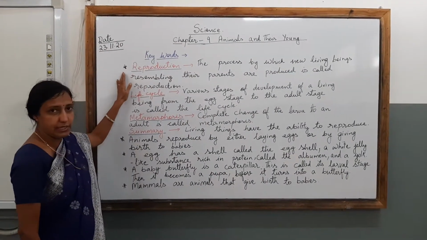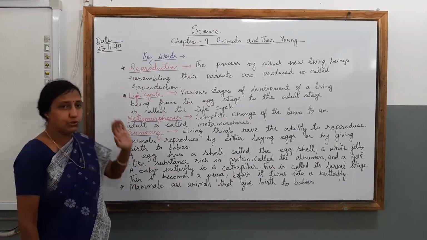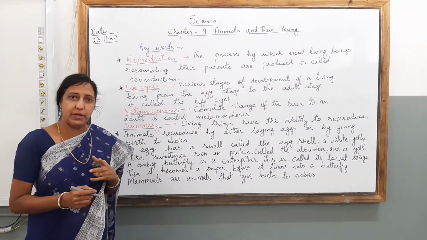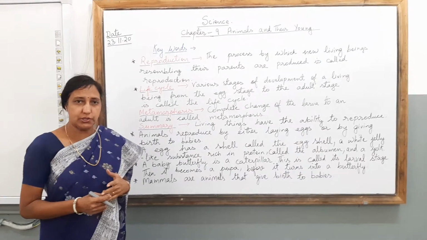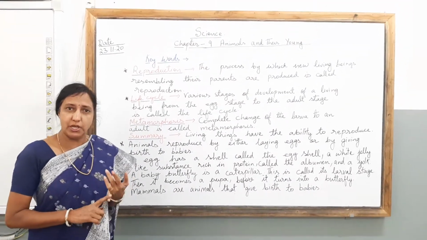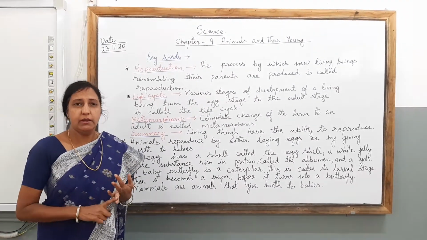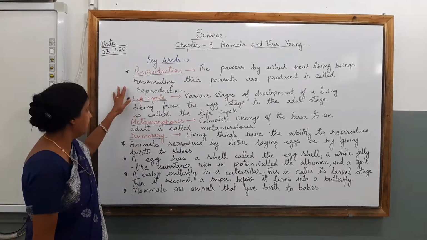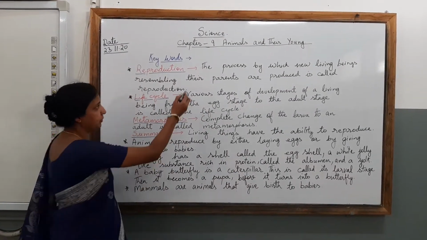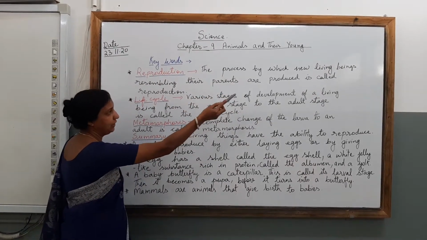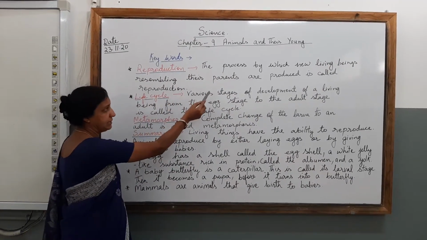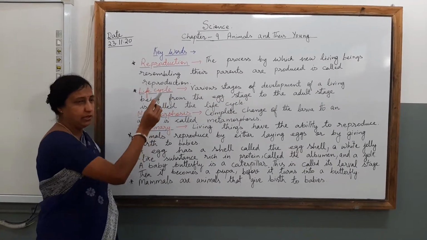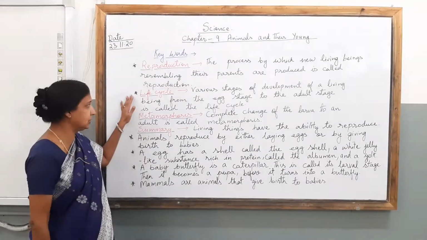The first keyword is reproduction. As you know, children, in this chapter you have come to know about two kinds of reproduction. The animals give birth to young ones or they lay eggs. So reproduction: the process by which new living beings resembling their parents are produced is called reproduction. So this is the definition of reproduction, children.